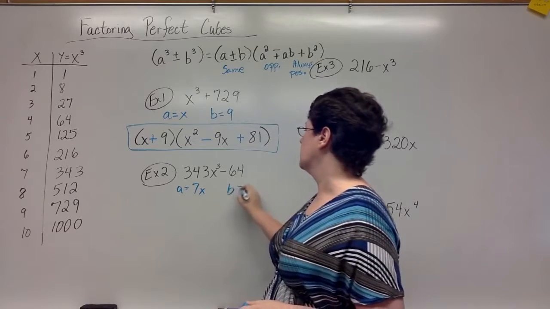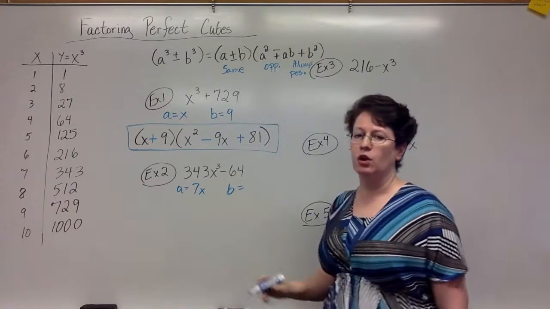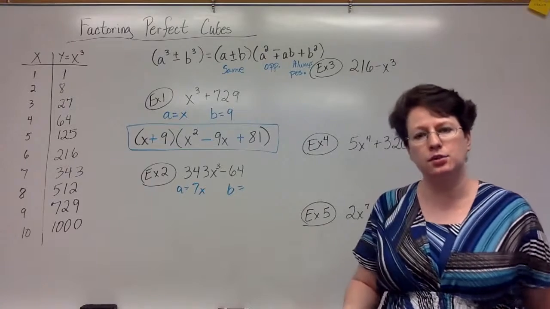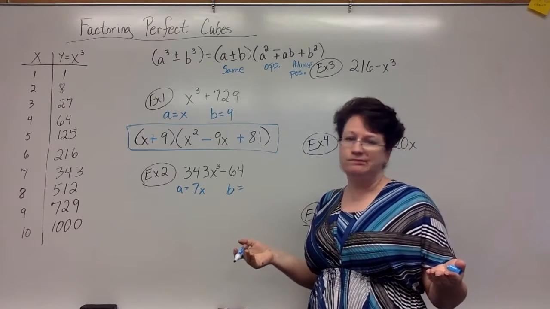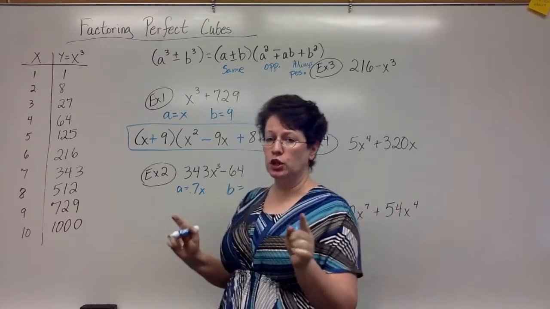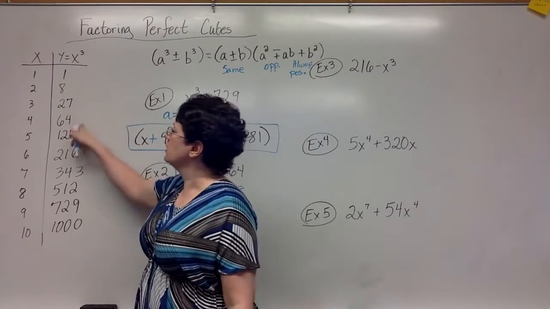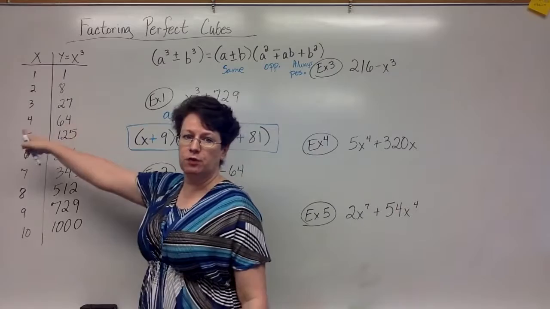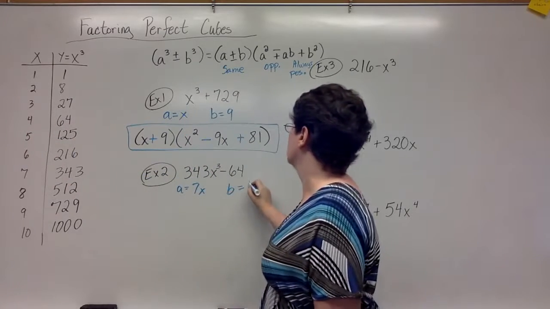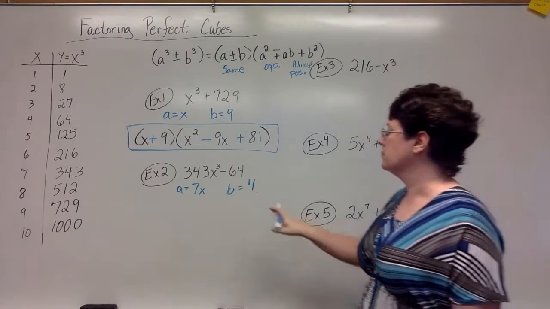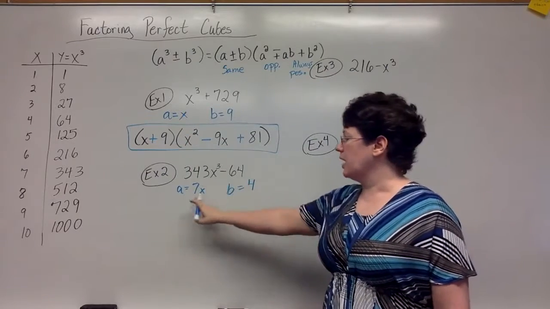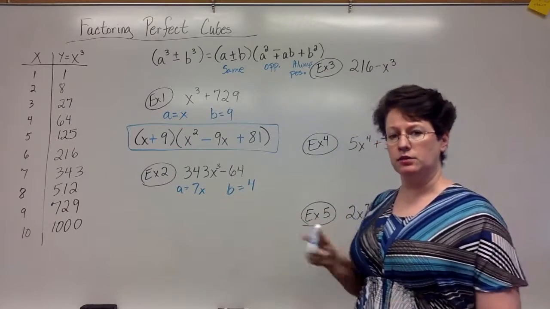B, and most people, this is where they mess up. 64. Oh, that's 8, because 8 squared is 64. Do I want squares? No. We want cubes, okay? So it's 4. Or I'm sorry, 4 cubed is 64. Said it backwards, okay? So I have a 4. So my A is 7x, my B is 4.